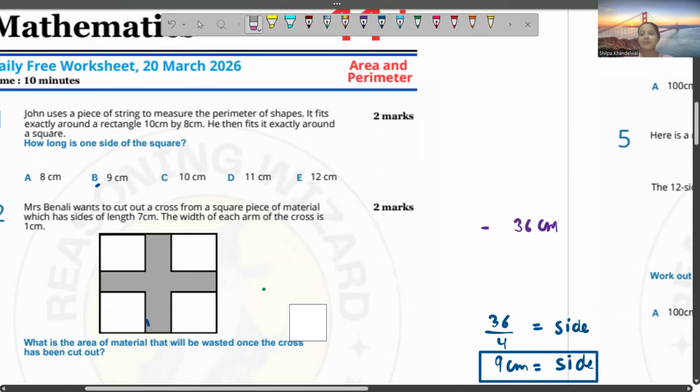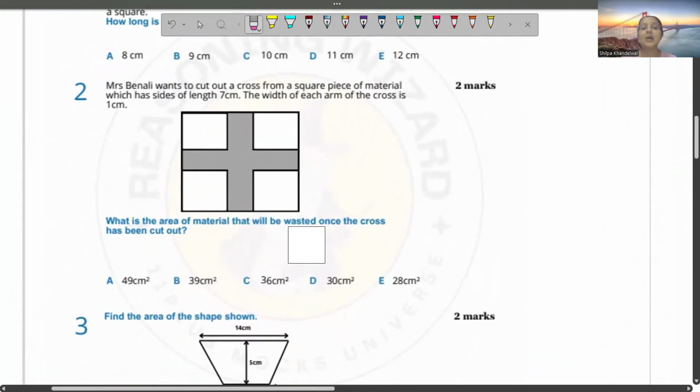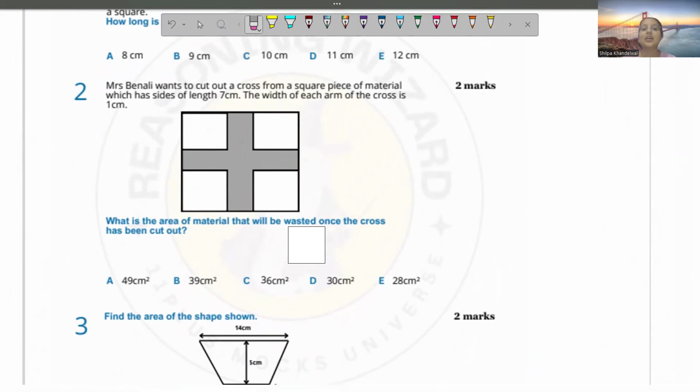Okay. Now let's move on to the next question. The next question says, Mrs. Penali wants to cut out a cross from a square piece of material which has sides of length 7 centimeters, which means the given square side is basically 7 centimeters. And the width of each arm of the cross is 1 centimeter, which means this part is 1 centimeter each. This part is 1 centimeter each.